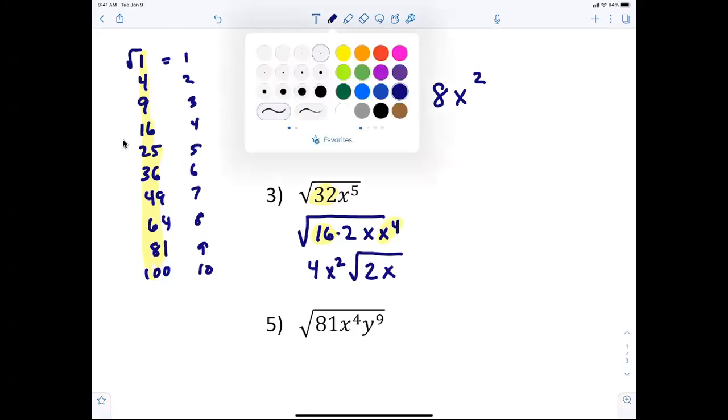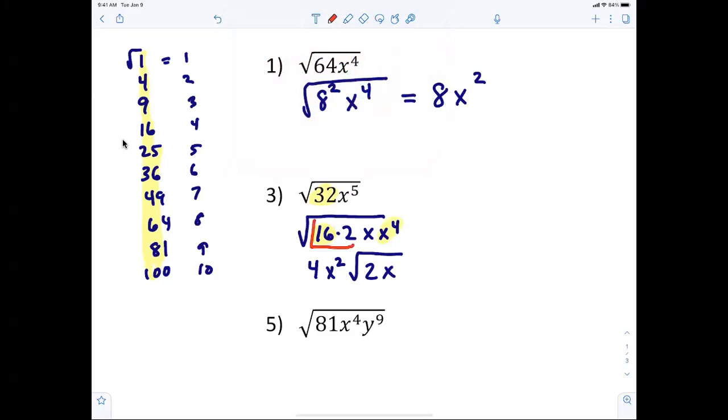Listen, 16 times 2 is 32. X to the 4th times x is x to the 5th. Yes, that's always the rule. If it's odd, you're just going to subtract 1, but I didn't really want to say that yet. That's how you always break down the odds.